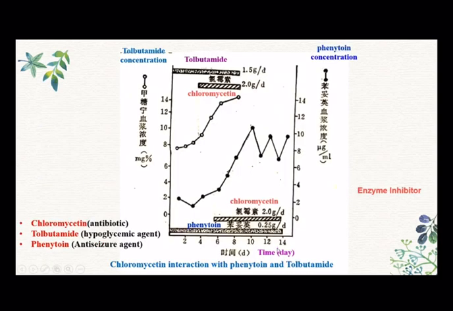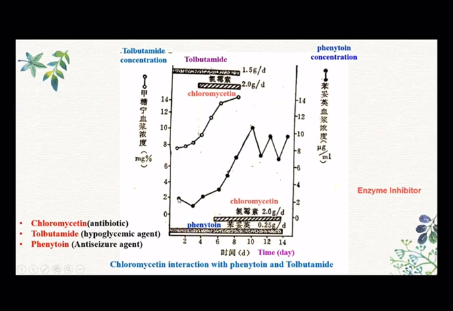Look at this graph. It is the interaction of chloramphenicol with phenytoin and tolbutamide. Chloramphenicol is an antibiotic. Tolbutamide is a hypoglycemic agent. Phenytoin is an anti-seizure agent. Look at this graph. The abscissa is time, the unit is day. The ordinate is the concentration of tolbutamide or the concentration of phenytoin. The bar is the time when the drug was used repeatedly.